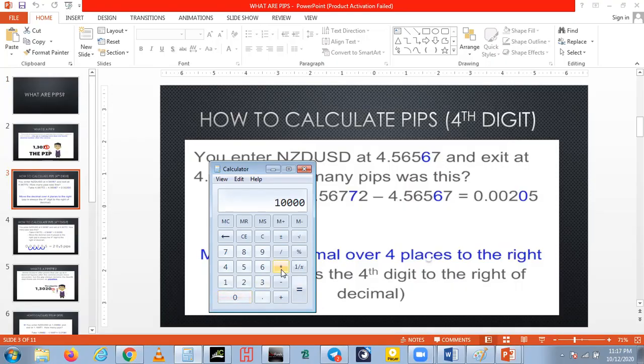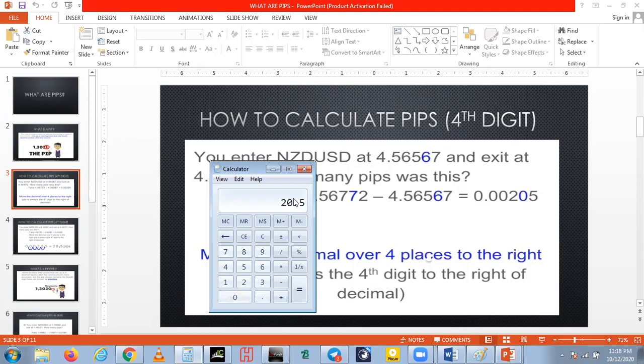Now this is $10,000 times that same amount, 0.00205 for this same exchange rate difference. That's $20. So look at how much you really have to bring to the market to make $20. You need to bring $10,000 to make $20 if you use the same exchange rate difference.